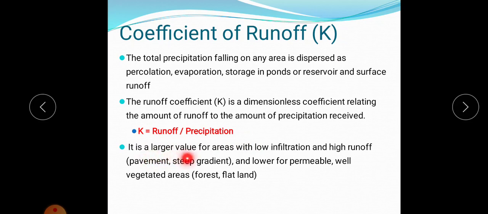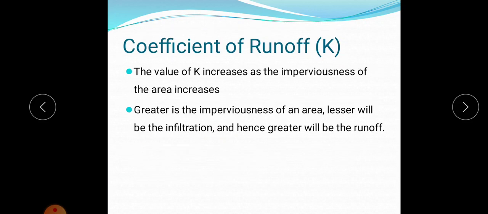So K is higher for areas with low infiltration and high runoff, and this K is lower for permeable areas. That is, if the soil is permeable, what will happen? The infiltration will be more, and hence lesser will be the runoff. So this K will also reduce. So remember this equation, coefficient of runoff K is equal to runoff divided by precipitation. If the imperviousness of an area is more, then this runoff coefficient will be more, and if the soil is less impervious, K will also be less. The value of K increases as imperviousness of the area increases. That is, greater is the imperviousness of an area, lesser will be the infiltration, and hence greater will be runoff.